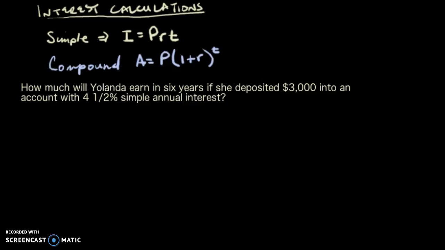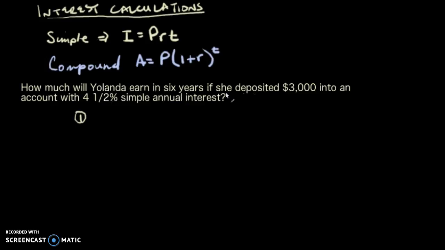Alright, so we have a problem now. It says, how much will Yolanda earn in 6 years if she deposited $3,000 into an account with 4.5% simple annual interest? So just like with the 3D shapes, this is just plug and play. I start off with step 1. Step 1 is to write the formula.